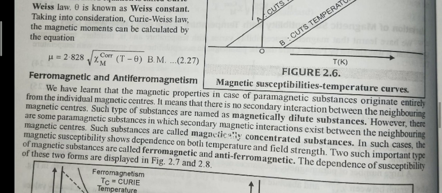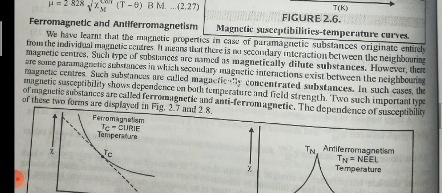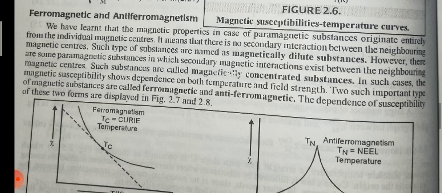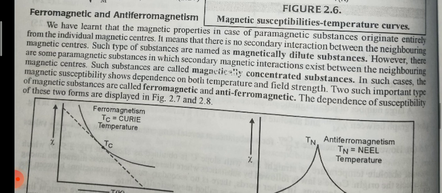Ferromagnetism and antiferromagnetism. We have learnt that the magnetic properties in the case of paramagnetic substances originate entirely from the individual magnetic centers. It means that there is no secondary interaction between the neighboring magnetic centers. Such substances are named magnetically dilute substances. However, there are some paramagnetic substances in which secondary magnetic interaction exists between the neighboring magnetic centers. Such substances are called magnetically concentrated substances.